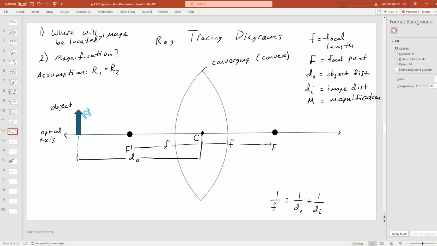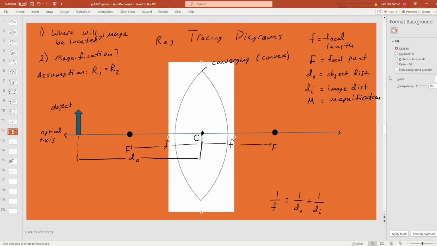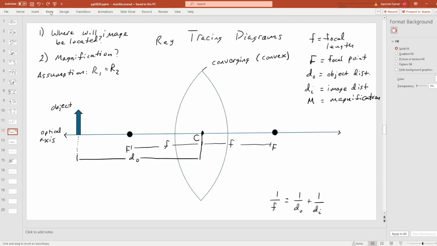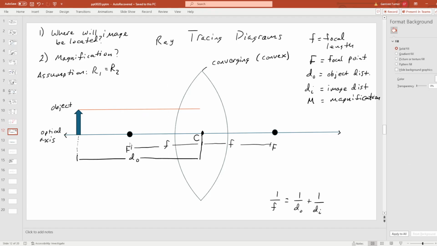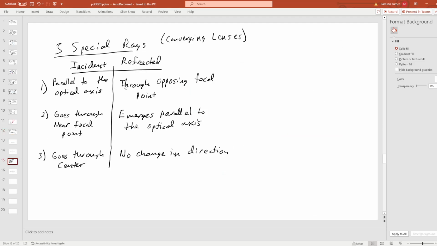Let's look at these 3 special rays, and let's look initially at a ray that is parallel. See if we can get this as parallel as possible. Right about there is pretty good. Okay. And we'll make this red or orange. So here's my incident beam that is initially parallel with the optical axis. And according to our chart here, it'll go through the opposing focal point.